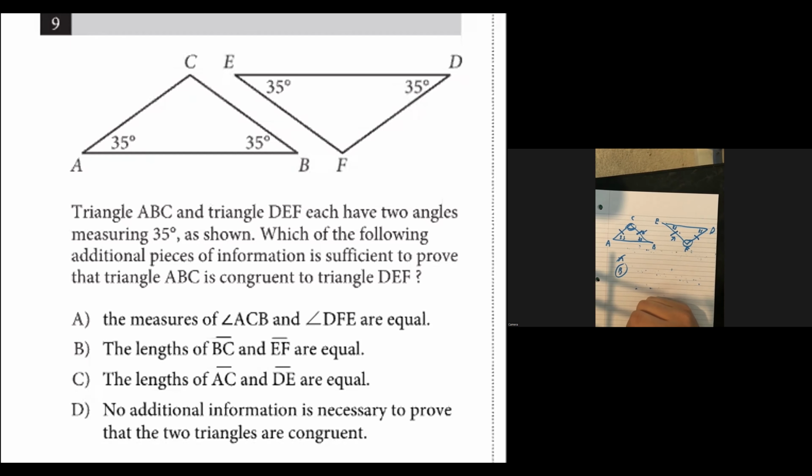And then C, lengths of AC and DE. So that's this and this. Those don't have to be equal. They're not the same, so it can't be C. And D, no additional information to prove that they're congruent. Well, there would be no additional information needed to prove that they're similar triangles, but to prove that they're congruent triangles, congruent means the same lengths and same angles. Since we have no information about the lengths, we actually do need additional information. So B is the right answer to that.